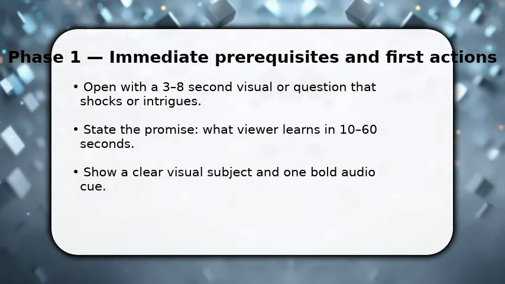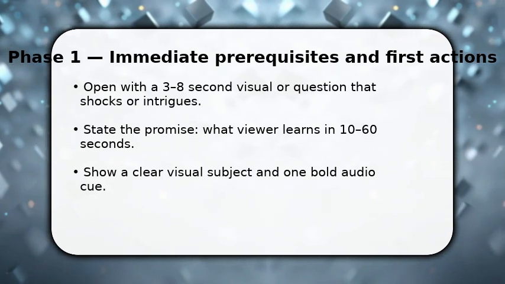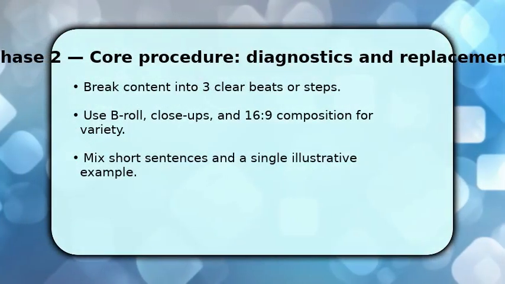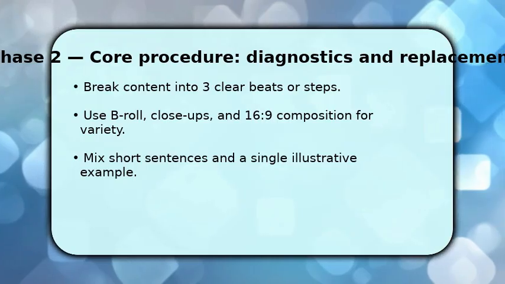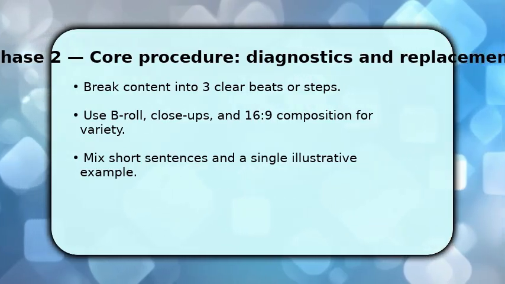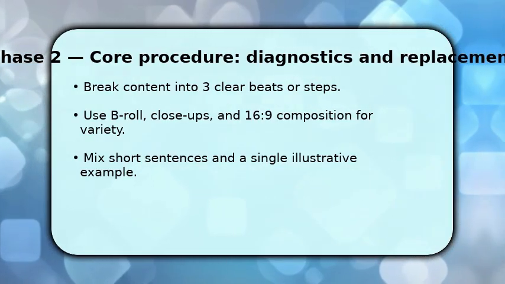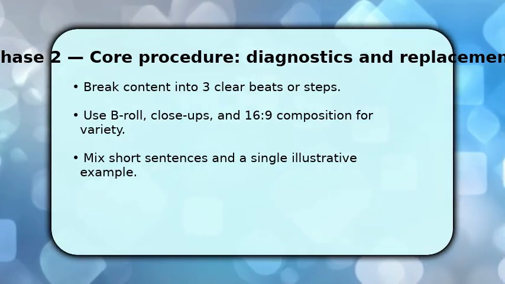for the rest of your content. You now deliver the core. Break your message into 3 beats and signal each transition verbally and visually. Explain how and why each beat matters, using one concrete example to make abstract points tangible.